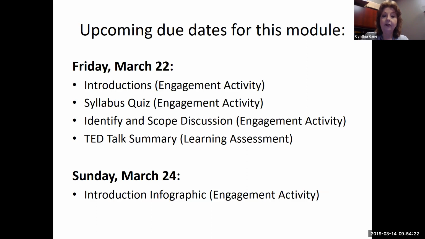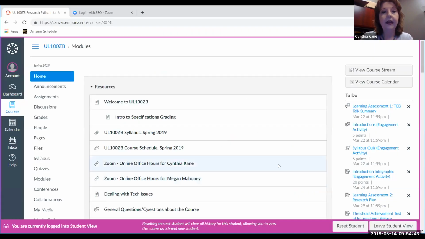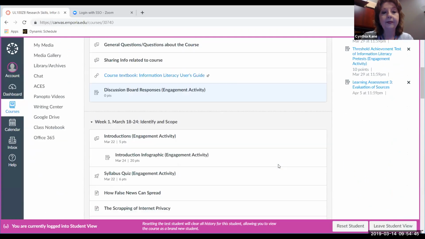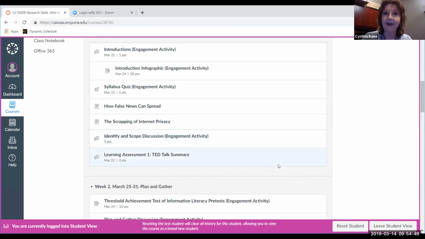If you choose to do the introduction infographic, that's also another engagement activity. It's a little bit more in depth, but that would be due by Sunday, March 24th. So now we're going to switch over and let's look a little bit more specifically at what you will be doing. So we're going to scroll down to week 1, March 18th through the 24th, and this is where these videos will be uploaded as well.